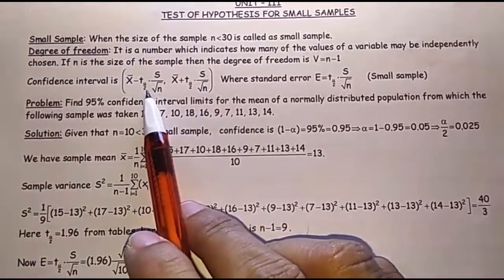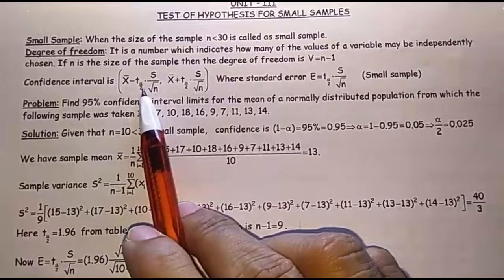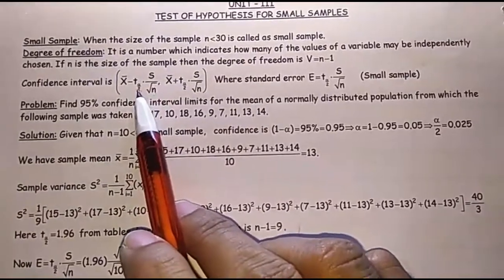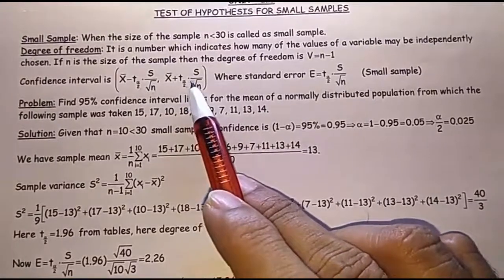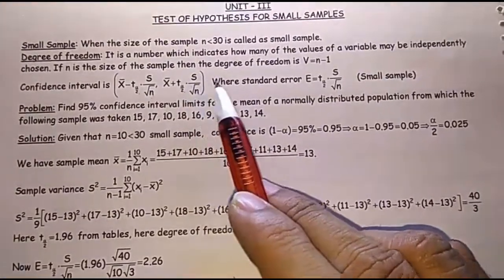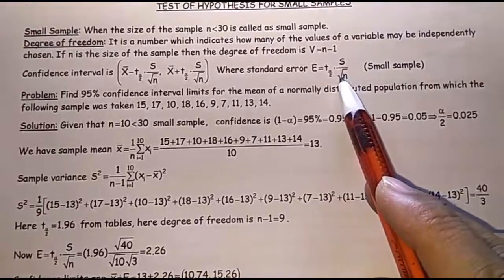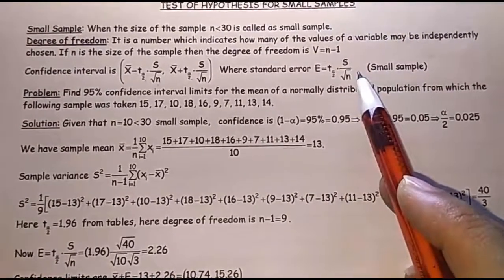t alpha by 2 is the value we take from the t distribution table, and in this formula, t alpha by 2 into s divided by root n is called the standard error or maximum error.